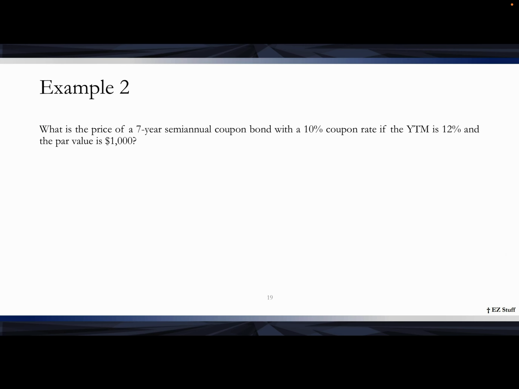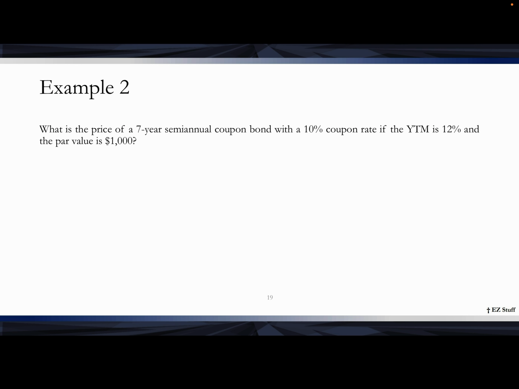What is the price of a 7-year semi-annual coupon bond with a 10% coupon rate if the YTM is 12% and the par value is $1,000? Okay. So the key here is that it's a semi-annual coupon bond, so we have to change the R and the coupon payment and the N accordingly when we do the calculation.